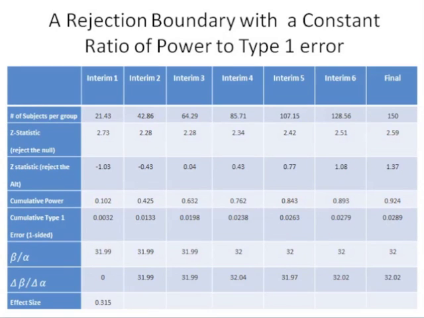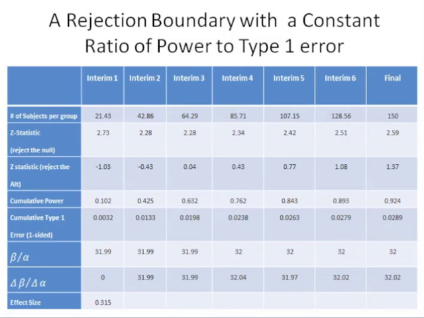Now, this interim analysis plan includes a Pocock futility boundary along with a rejection boundary that maintains a positive ratio of power to type 1 error at 32. So we have 7 analyses of the trial results, including the final analysis. So let's take a look at the boundary itself, which is described in terms of the critical value for the z statistic.